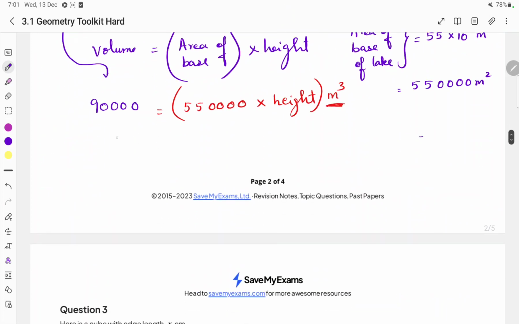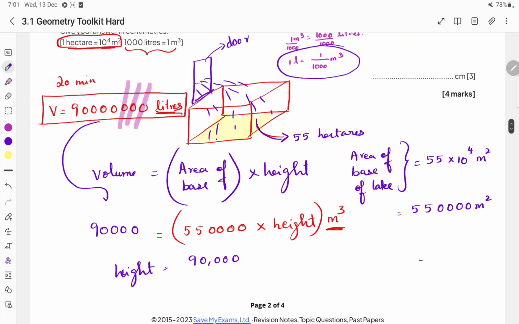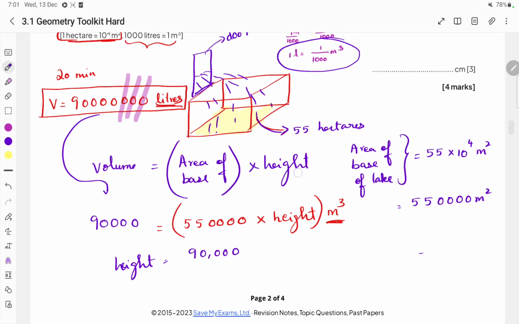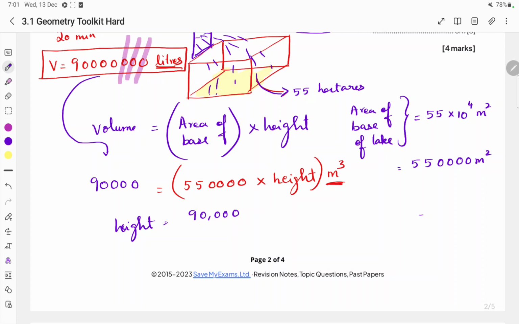So now height will be equal to, this will come here in the denominator, I have to divide. So 90,000, 4 zeros, divided by 5540, and here also 4 zeros. So now I can cancel these zeros. So it is 9 by 55 will be there.